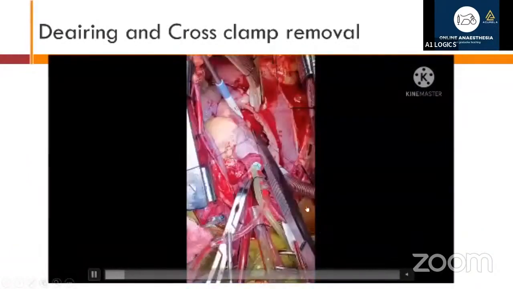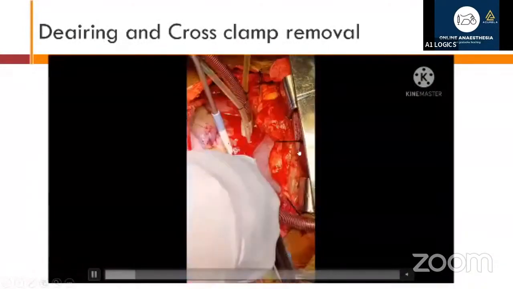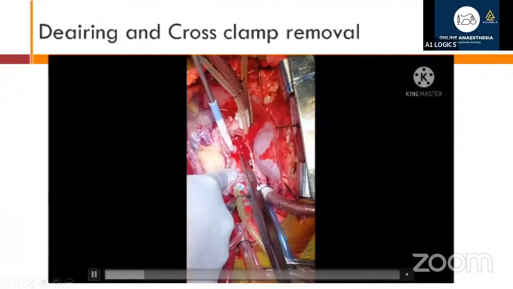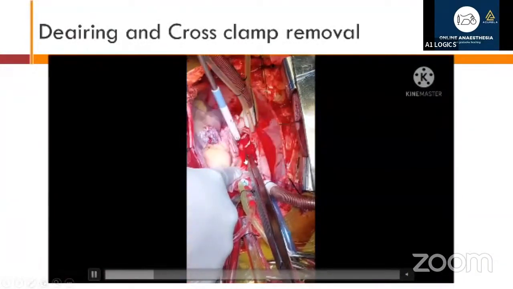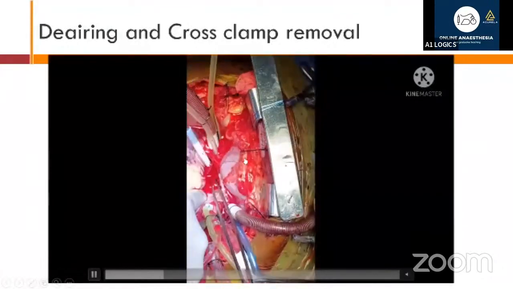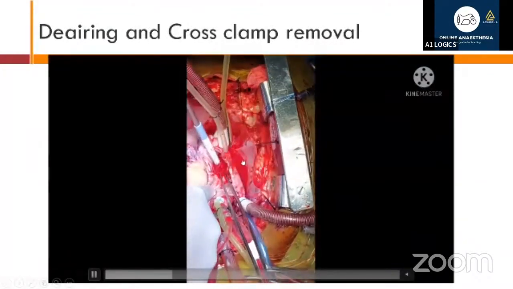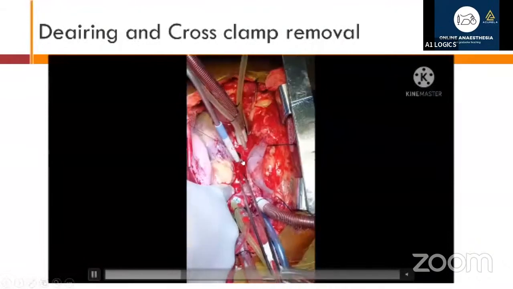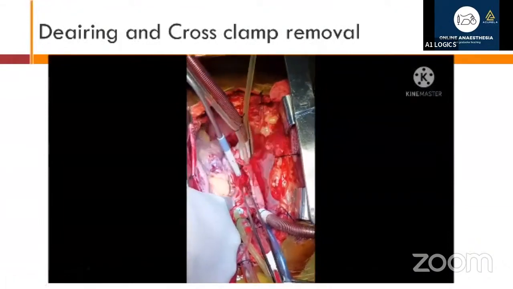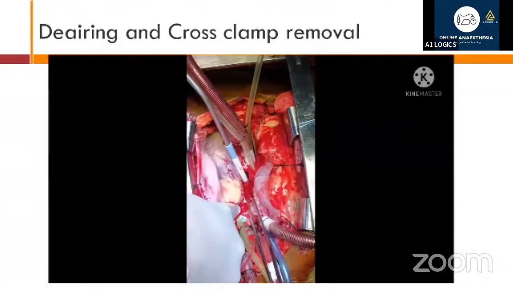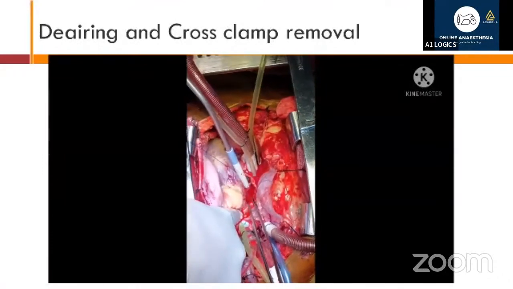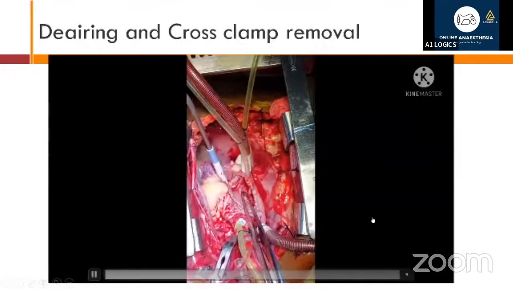See, I'm ventilating the patient, and all the blood from the lungs is coming into the left atrium and de-airing the left atrium after the mitral valve replacement. After this, the surgeon de-airs the left ventricle by opening up the cardiopulmonary line and giving some blood into the heart. All the air from the left atrium and the left ventricle will come out.